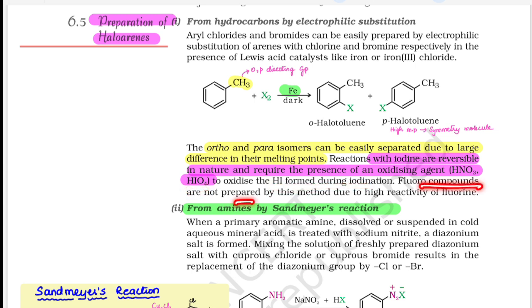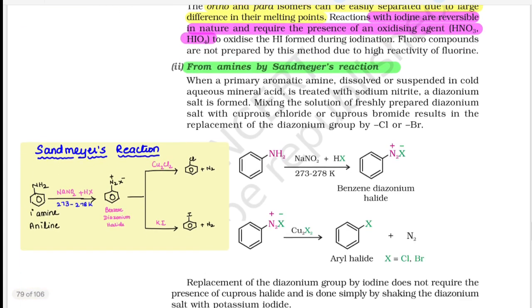Fluoro compounds are not prepared by this method due to the high reactivity of fluorine. So we are not using fluorine because it is highly reactive in nature. We use chlorine, or you can use bromine in the presence of Fe, and you will get these two products. When you are using iodine, you have to use a strong oxidizing agent like nitric acid or HIO4.